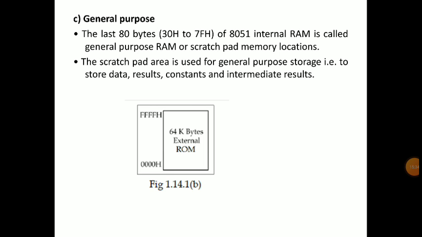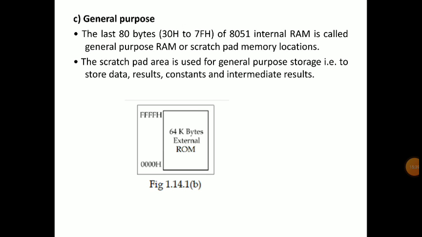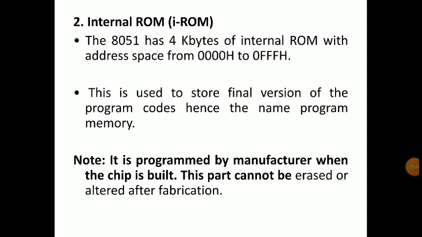Now the IROM, internal ROM. This figure is for 64 kilobytes, don't read it now. Now see the internal ROM. Till now we have learned about the internal RAM, that is 128 bytes divided into 3 groups. First, the lower portion of 32 bytes is for register banks, the next part is the bit addressable area of 16 bytes, and after that 80 bytes of general purpose area.